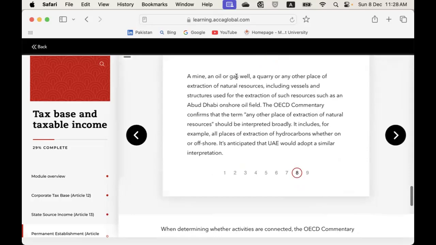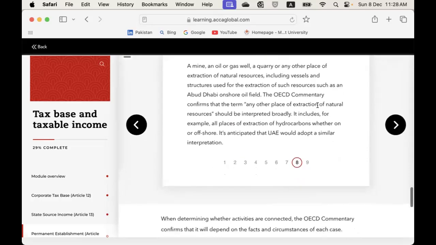Mine, oil or gas well, quarry, etc. Extraction for the natural resources that the non-resident person is controlling. That can also be a permanent establishment.